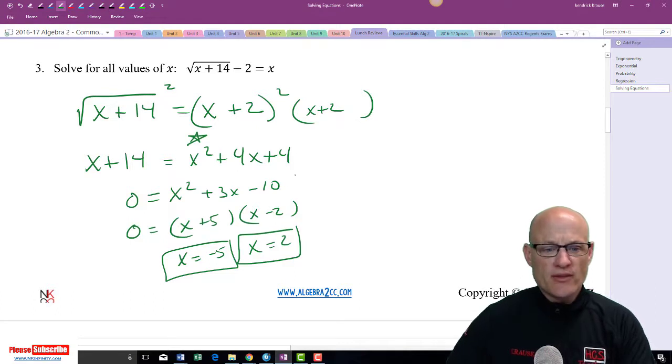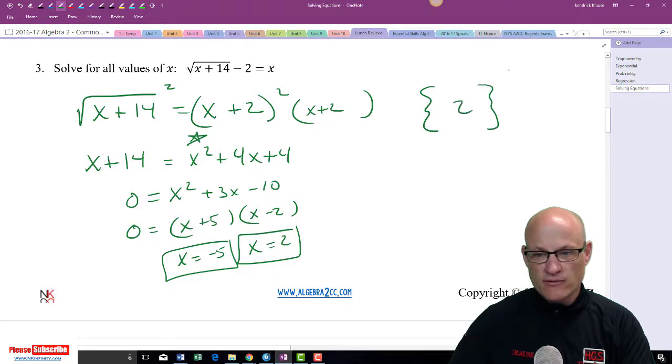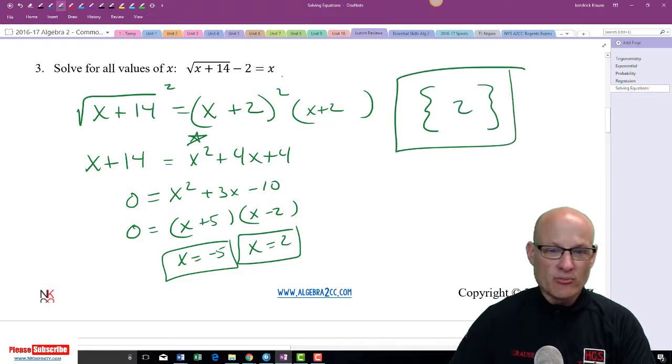14. The negative 5 is not going to work. If you check the negative 5, it won't work. The reason being is you're not going to find something that you do this to, and you subtract 2 and get negative 5. That's just not going to happen.